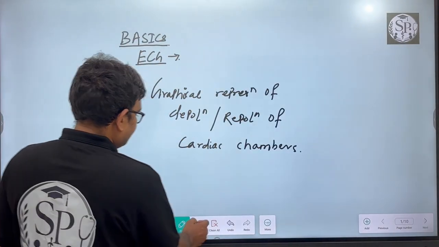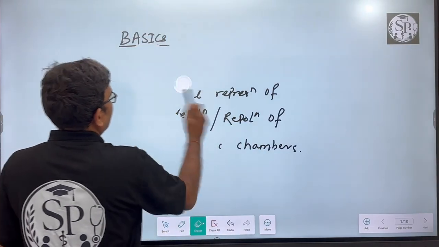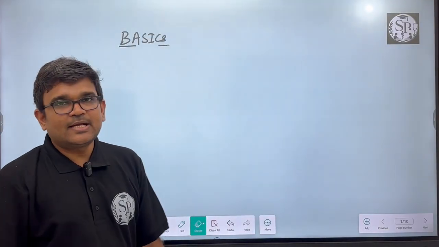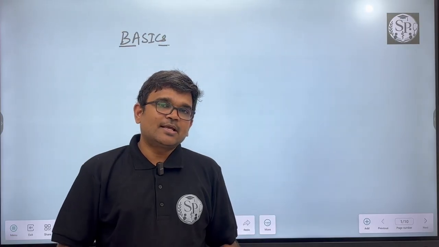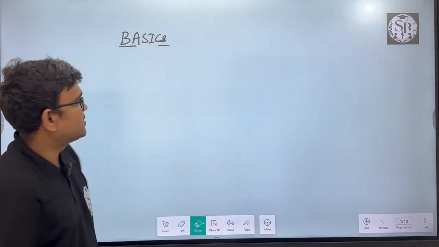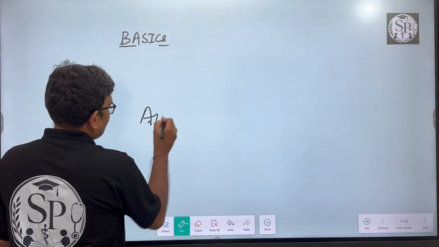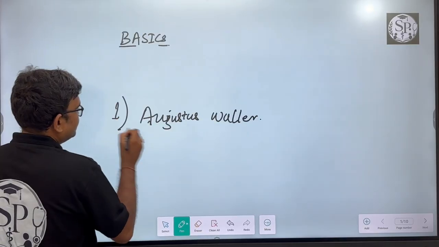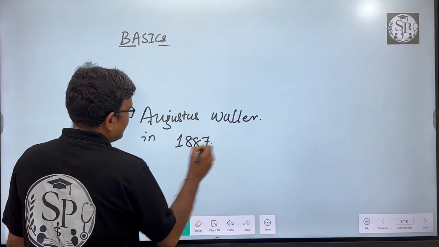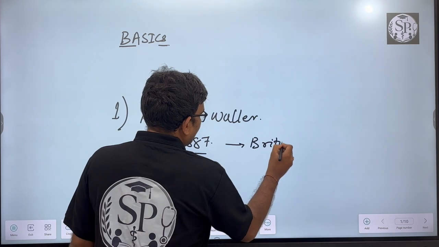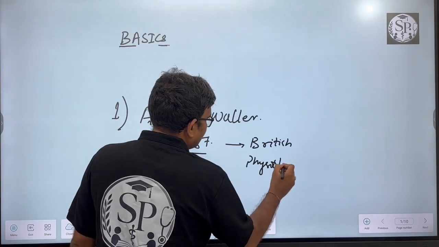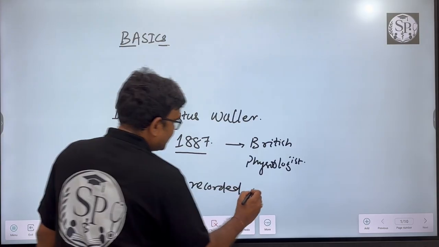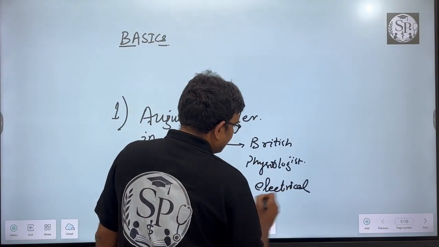Coming to the history, it was Augustus Waller in 1887 who first recorded the electrical activity in the human heart. He was a British physiologist.